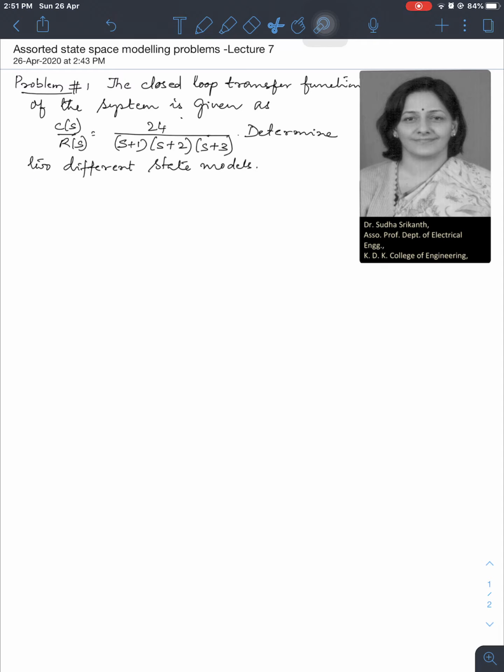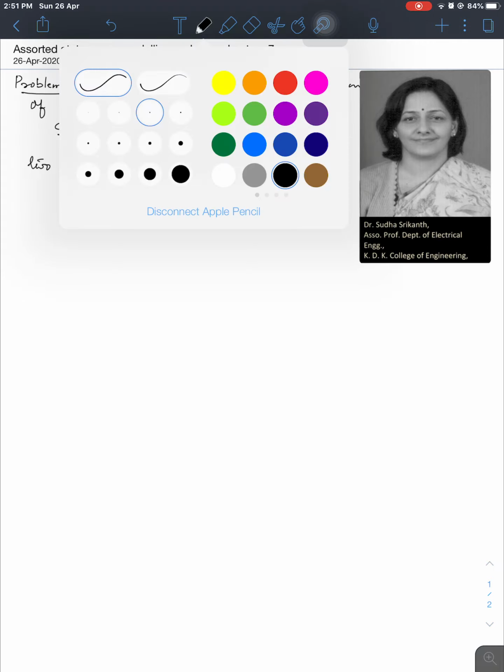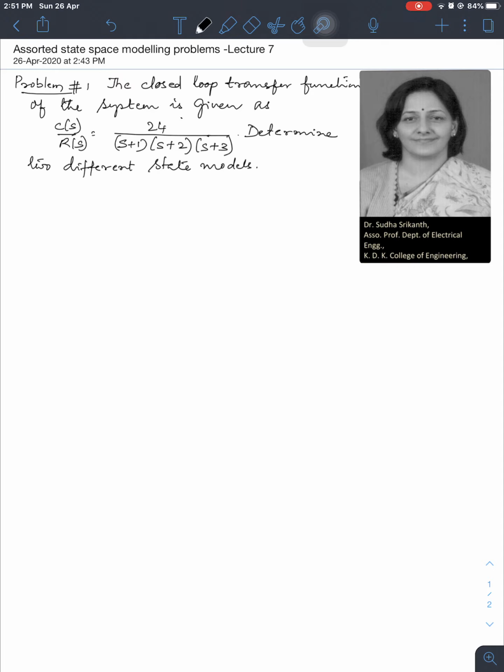See, this is important. Two different state models. That means the state models are not unique. This is an important point to be noted. So you can obtain different state models. It depends on how you define the state variables. Let us try to obtain the two models.